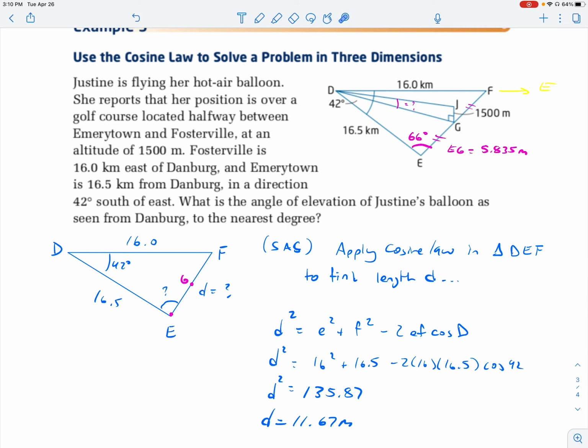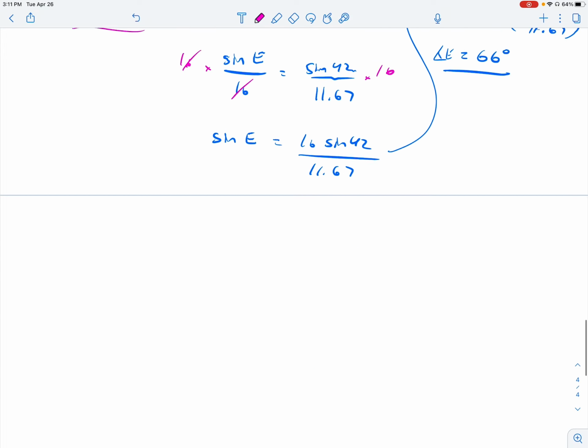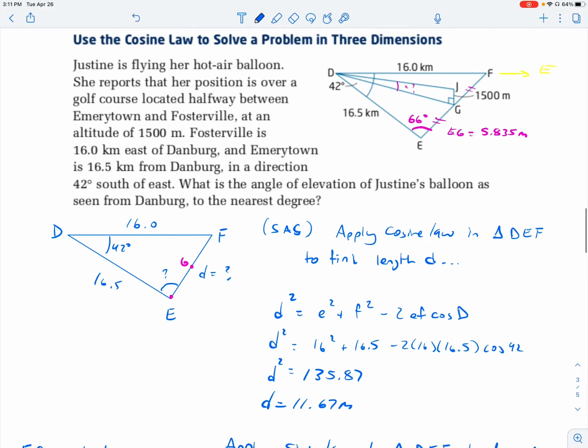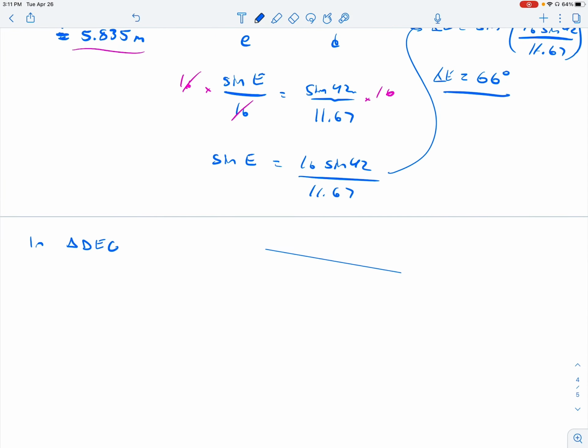Again, remember we're trying to find DG, that way we can get the angle of elevation. So we have a nice triangle right here that we could use. I'm going to go ahead and draw that down, and then we'll solve for DG. So in triangle DEG, let's draw it first before we write our statement. It's going to look like this, and then like that, then like this.